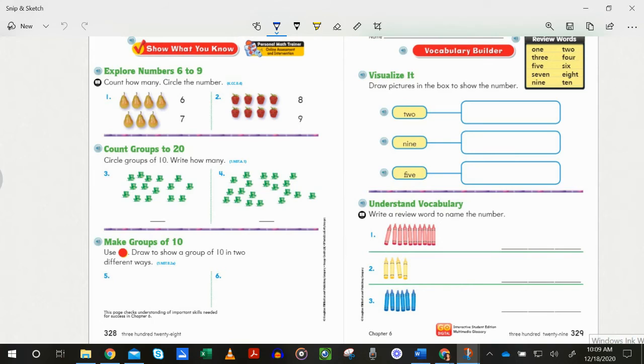We're just going to do a little bit of counting. This will go really quick. Okay, so number 1, look at the pairs, count how many, and circle the number, 6 or 7. You'll want to have a crayon so we can go back and check our work at the end. Number 2, again, circle with pencil. How many apples are there? 8 or 9?